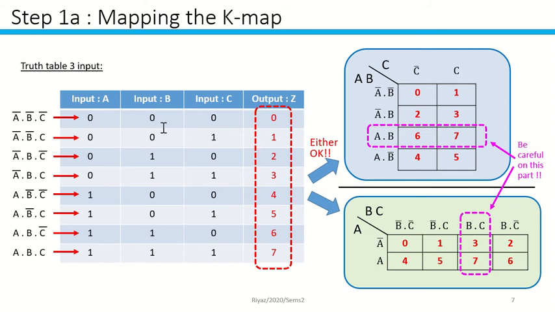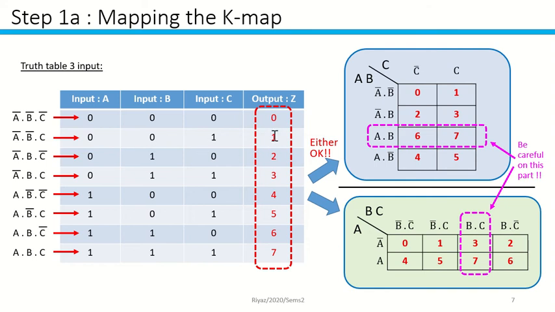Each of these you can write as an expression. For example, 000 you can write as A bar dot B bar dot C bar, and 011 you can write as A bar dot B dot C. For each possible input, you're going to have an output. For example, the output for 000, I write over here as 0.